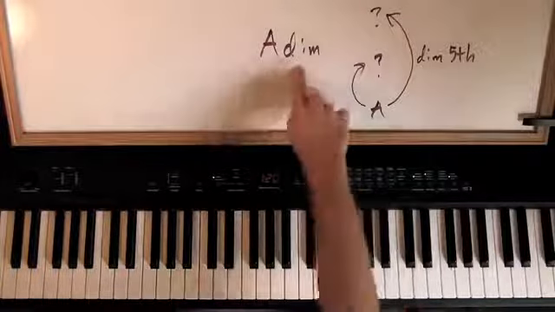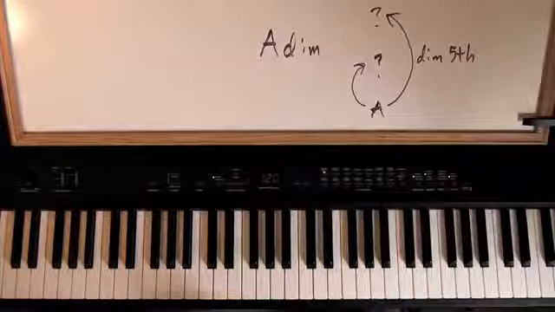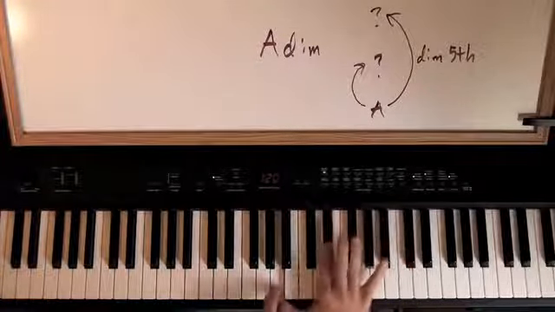So anyway, this diminished thing, that's referring to this. Your fifth becomes a little bit lower. So far we have that. A, here's our perfect fifth, lower it a little bit, and then you have your diminished fifth.